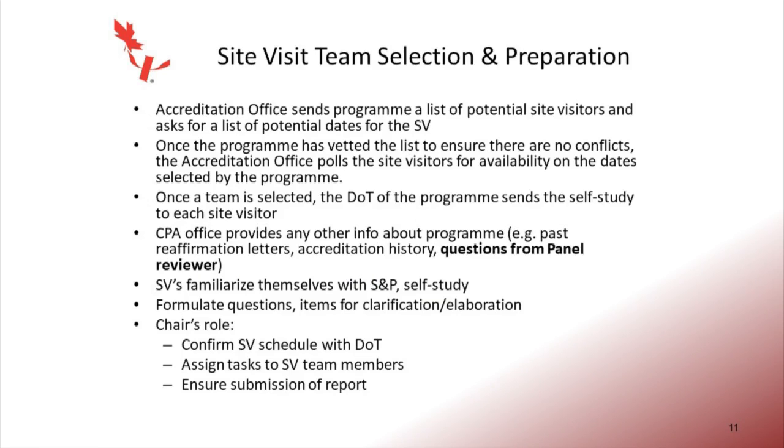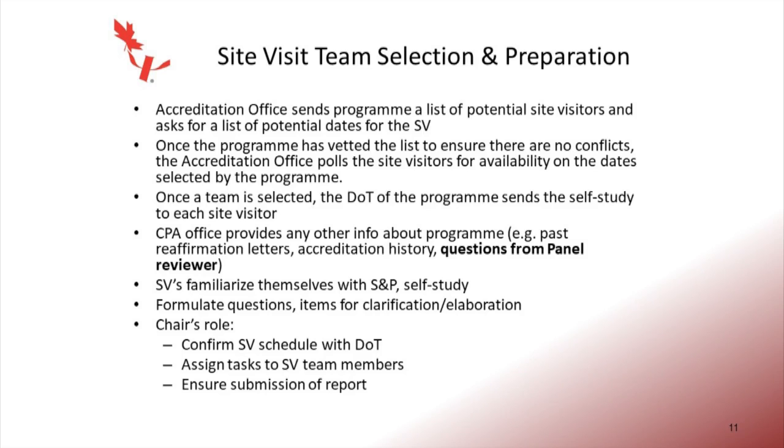So we've already gone over a little bit of this, but in terms of site visitor selection and site visitor team preparation, these are the basic steps that the accreditation office and the programs go through. The accreditation office sends that curated list of potential visitors and asks the program for a list of potential dates, typically 3 or 4 date pairs at a minimum.